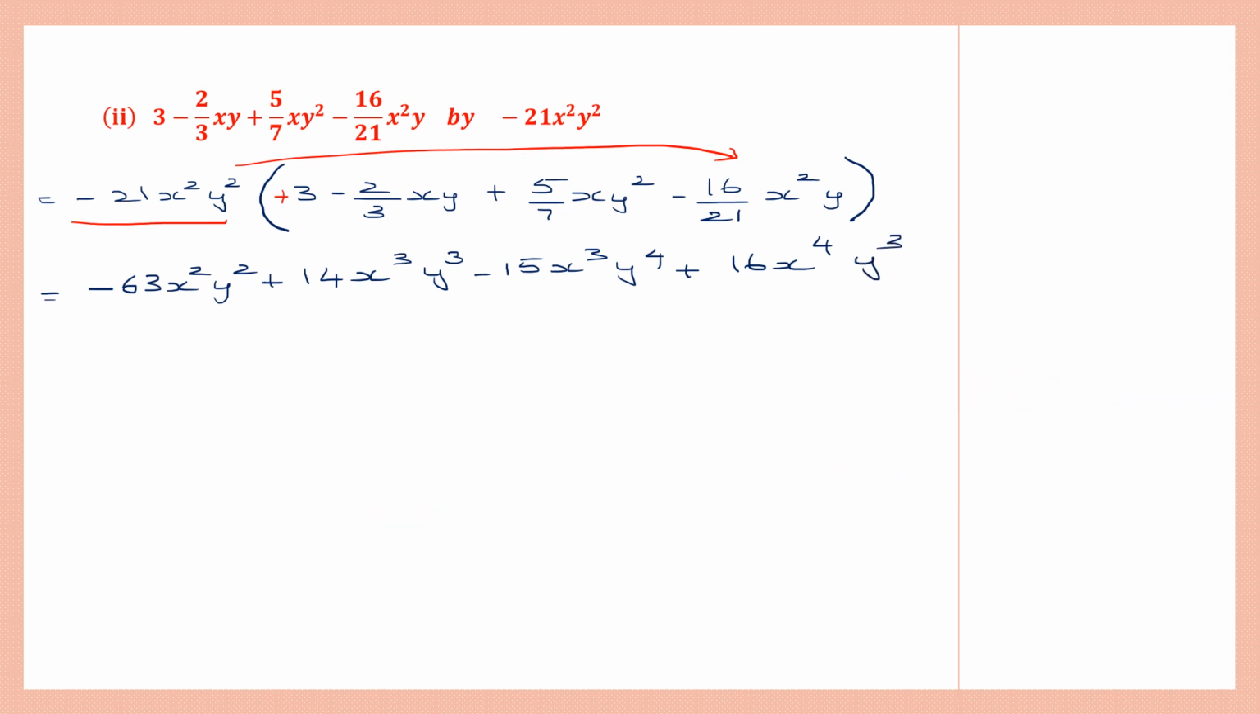So we have a final answer here. So let's read out our final answer. Minus 63 x square y square plus 14 x cubed y cubed minus 15 x cubed y to the power of 4 plus 16 x to the power of 4 y cubed.